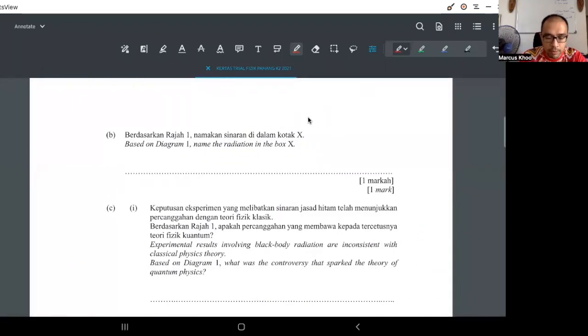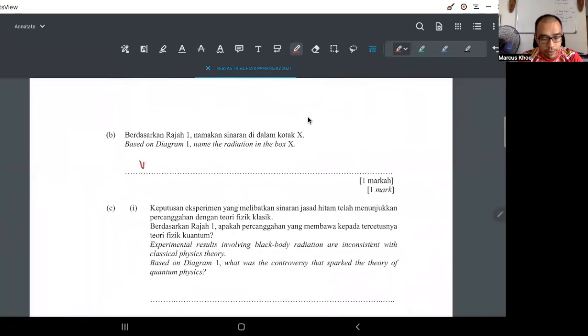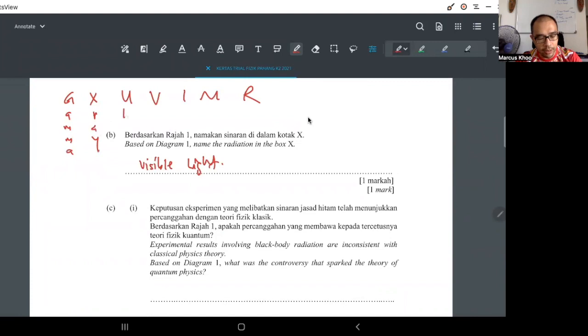Secondly, name the radiation in box X. So the radiation here is between ultraviolet and infrared. Between ultraviolet and infrared will be visible light. So G, X, U, V, I, M, R. This is gamma. This is X-ray. This is ultraviolet. This is visible light. This is infrared. This is micro. And this is radio wave. GX, UV, IMR lah.